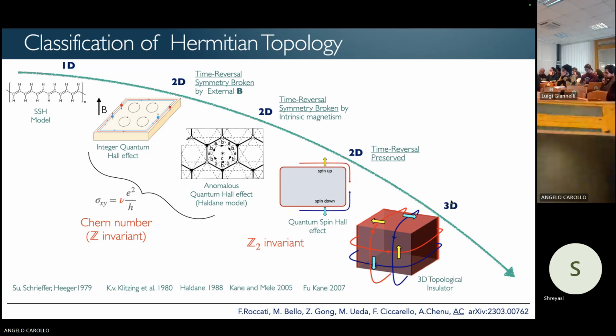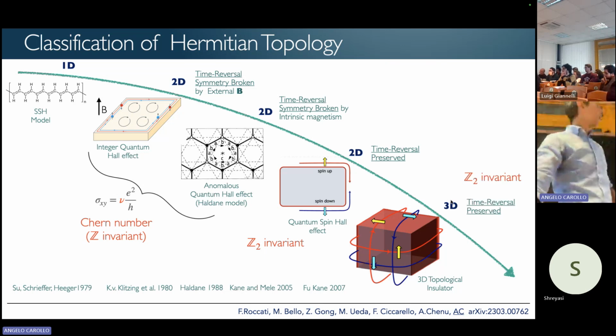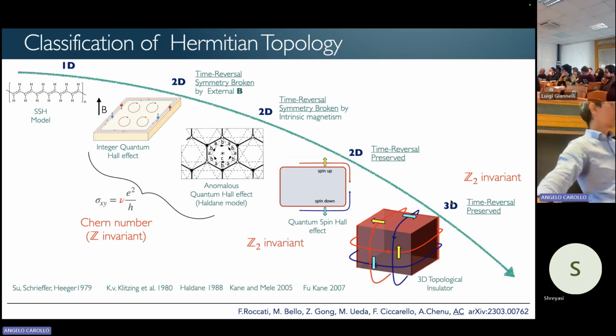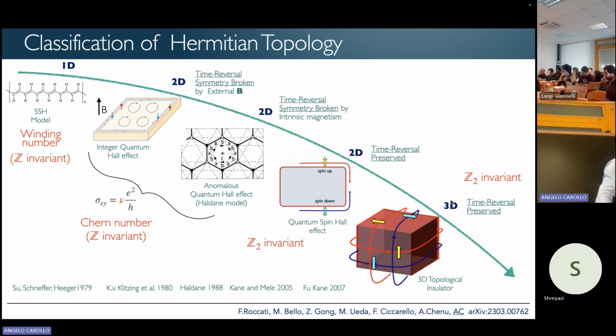In this case, the Chern number is a topological invariant which is an integer. Whereas in the case of the spin Hall effect, the topological invariant is an integer modulo 2. So it can only be 0 or 1. So you have only two possible topological configurations. Similarly, you can also have time reversal preserved in this type of situation, which guarantees that you can have a topologically non-trivial situation with a Z2 invariant. Now, also in the SSH model you have a topological invariant, which is called the winding number, and that's guaranteed by the existence of a symmetry, which is called the sublattice symmetry, or chiral symmetry.